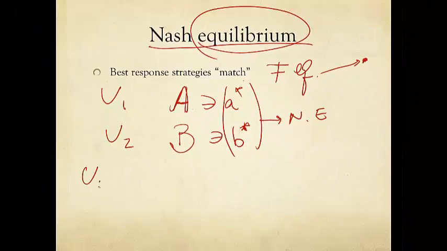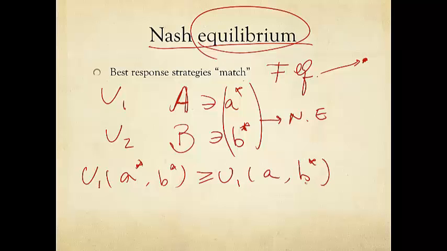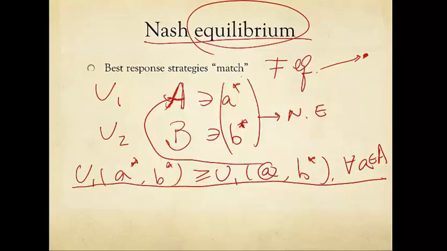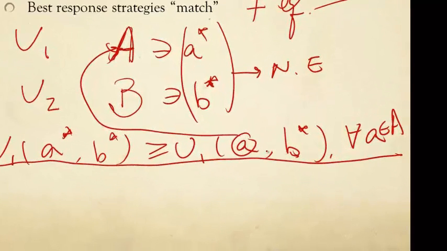First, the first user's utility at this point, A star, B star, will be no smaller than the utility where user 2 sticks to B star and user 1 is free to pick any A in the set of possible strategies, that's for all A in the set A. This simply says that, hey, if the other player doesn't move away from B star, I have no incentive to move away from A star.